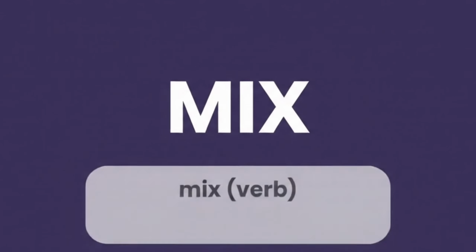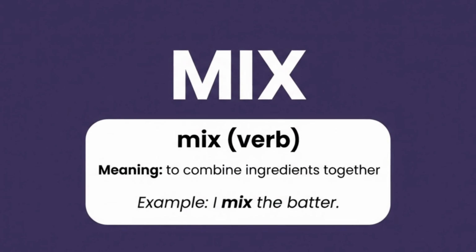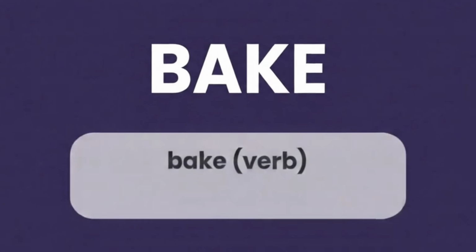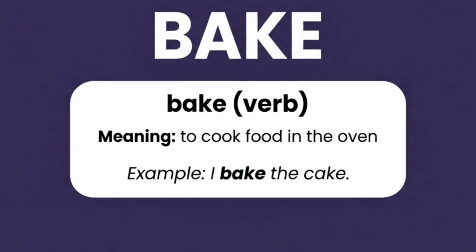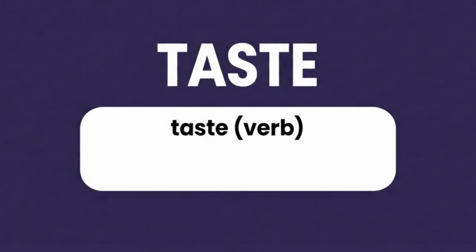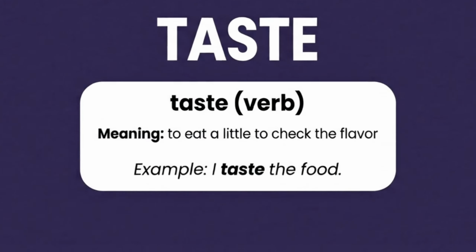Mix. Mix is a verb. It means to combine ingredients together. For example, I mix the batter. Bake. Bake is a verb. It means to cook food in the oven. For example, I bake the cake. Taste. Taste is a verb. It means to eat a little, to check the flavor. For example, I taste the food.